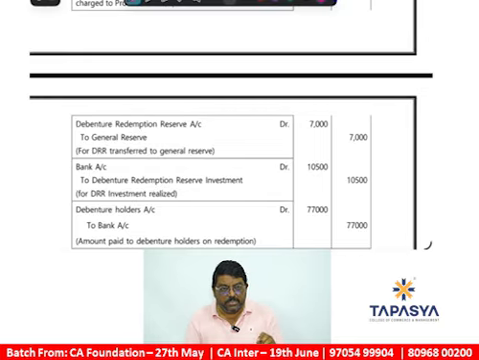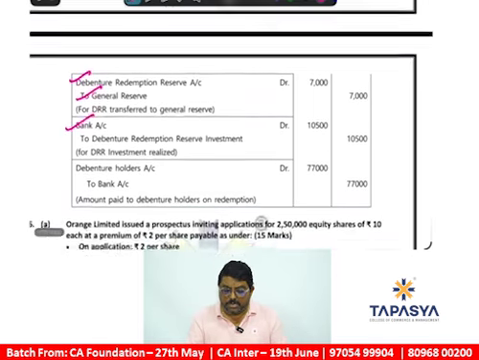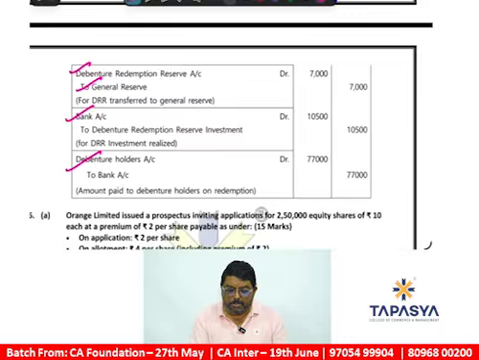Simply, once debentures are redeemed, DRR will go to general ledger. Investments are sold away. Bank to debenture redemption reserve investment account. Payment and debenture holders to bank account. See how simple this particular sum is. And this is what was given in the exam for 10 marks.